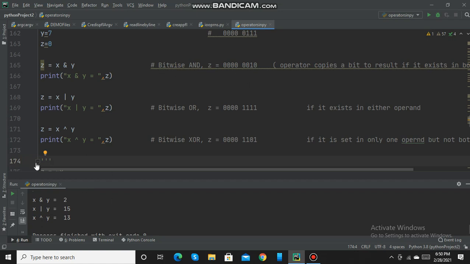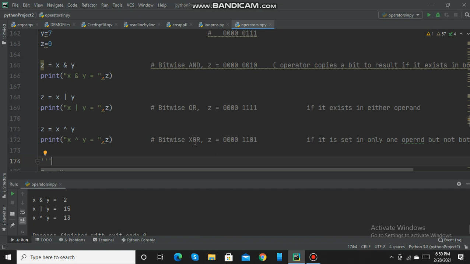So the result of x and y is 2, that is 0, 0, 1, 0. The decimal value of this is 2. The result of x or y is 1, 1, 1, 1, that is 2 raised to 0 plus 2 raised to 1 plus 2 raised to 2 plus 2 raised to 3, that is 8 plus 4 plus 2 plus 1. So it is 15.